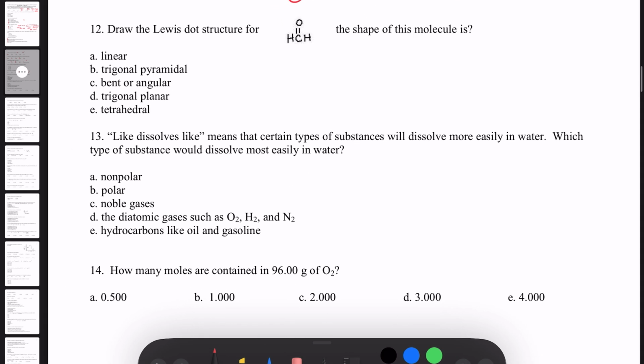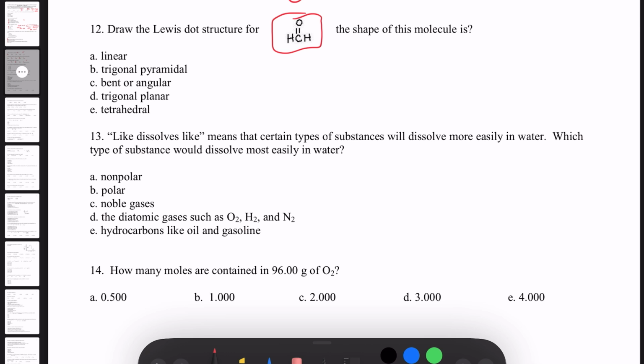So, draw a Lewis dot structure. I don't like the way this question is formatted. I didn't write this test, but I think it's kind of irrelevant to what it's asking. I feel like the Lewis dot structure is kind of deceiving because this right here isn't a Lewis dot structure. Or actually it might be. Sorry, I'm just mixing my words up.